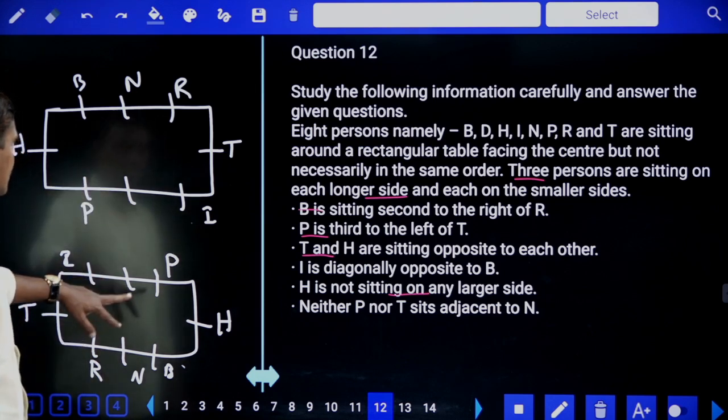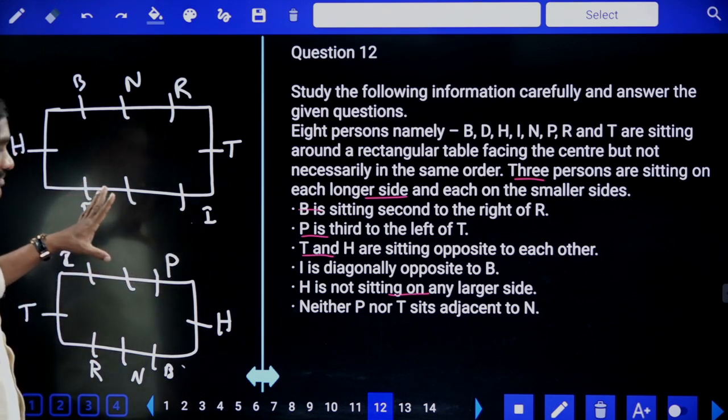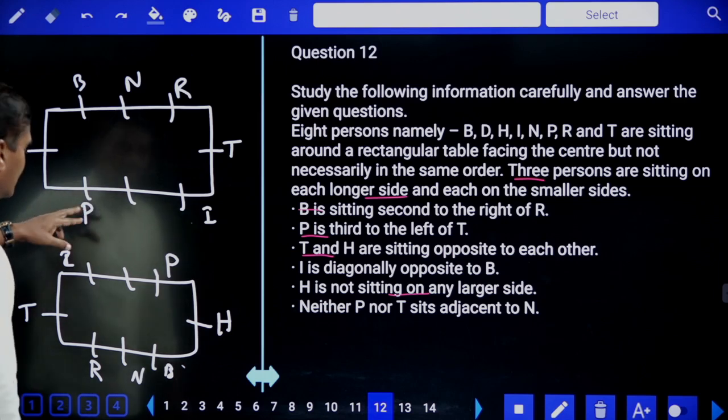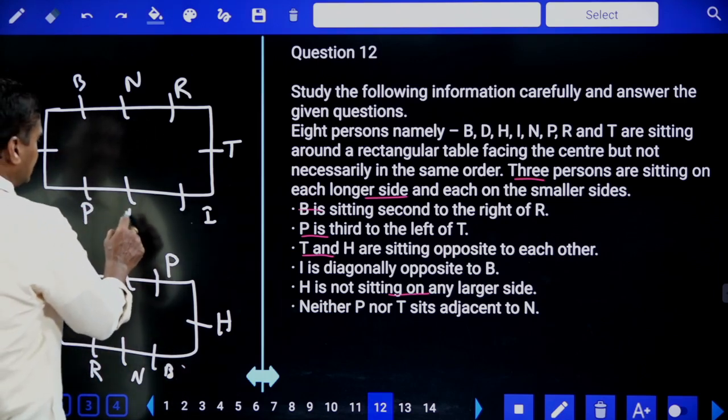Now, in both the cases, if you are here, the answer you will get is the same. Why does it come the same, tell me. Then who is the person left over? D is the person left over.